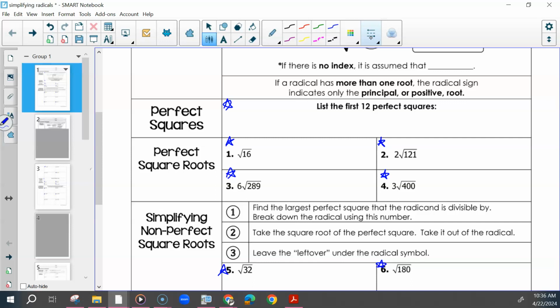So we're going to list those out. If you're not sure, in your calculator, do 1 to the second power, 2 to the second power, and keep going. So 1 squared would be what? 1. 2 squared, 4. 3 squared, 9. 4 squared, 16. 5, 25. 6, 36. 7, 49. 8, 64. 9, 81. 10, 100. And then I'm going to go 11, 12. 11 squared is 121. And 12 squared is 144.